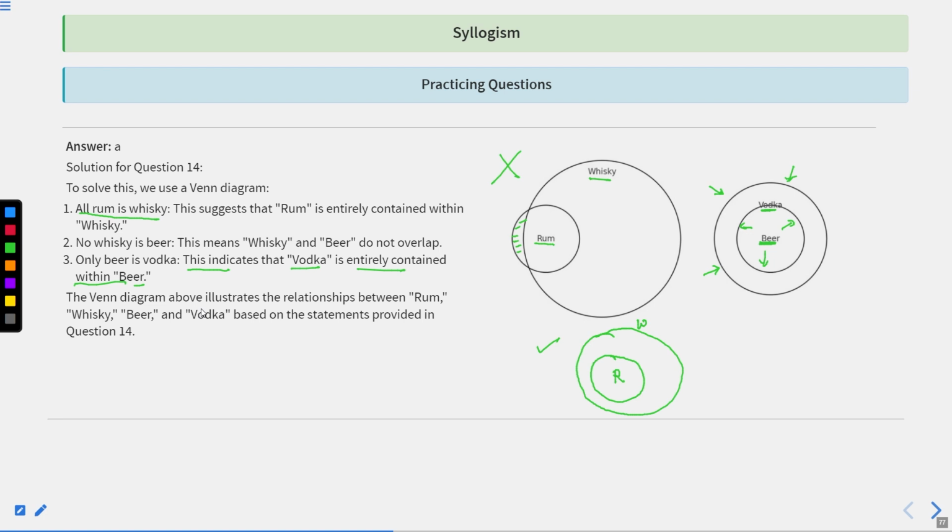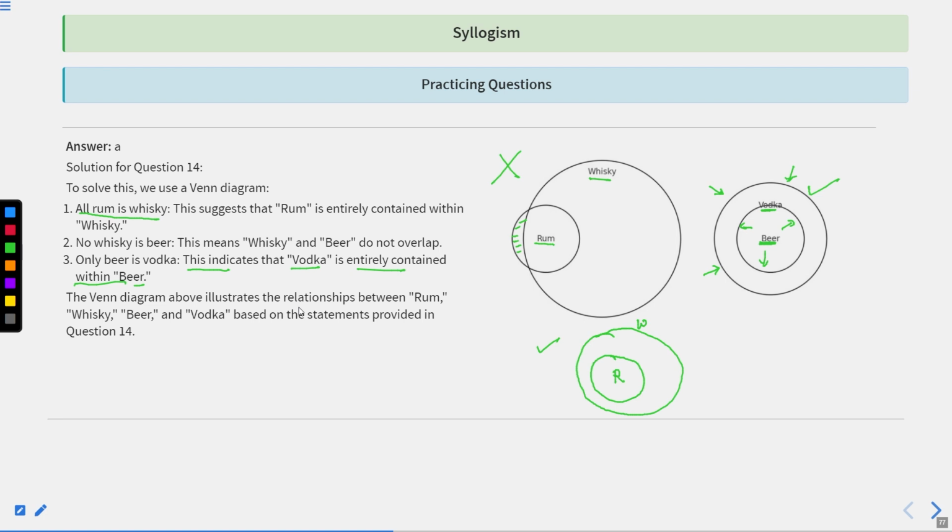So when we say only beer is vodka, that means that all vodka is beer. So the beer will be the bigger circle, as it was in statement number 1, where the statement suggested all rum is whiskey. And now the third statement, which says that only beer is vodka, can be construed as all vodka is beer. Now all vodka is beer is being represented through this particular diagram, which seems to be correct. So this is the correct diagram and this is the correct diagram.